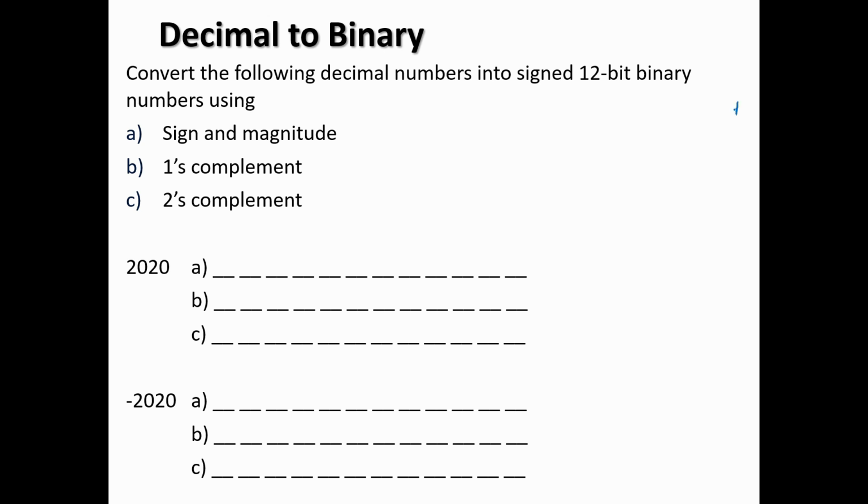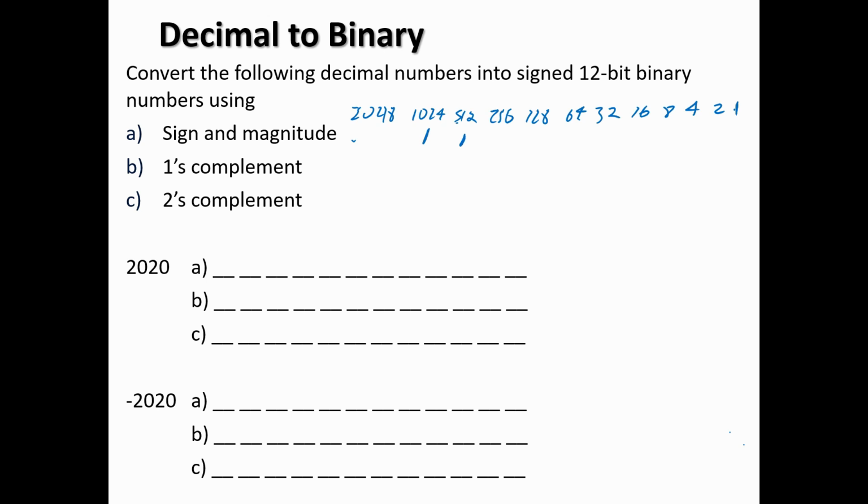So 1, 2, 4, 8. What about 2048? We're not even going to use it. It doesn't fit in there. So what fits in there? 1024. So 2020 minus 1024. So I have 996 left.